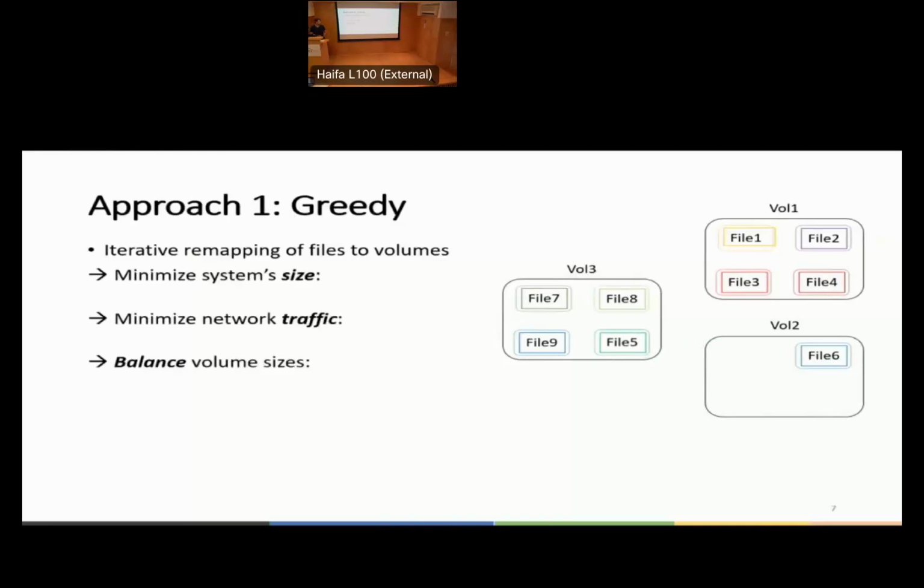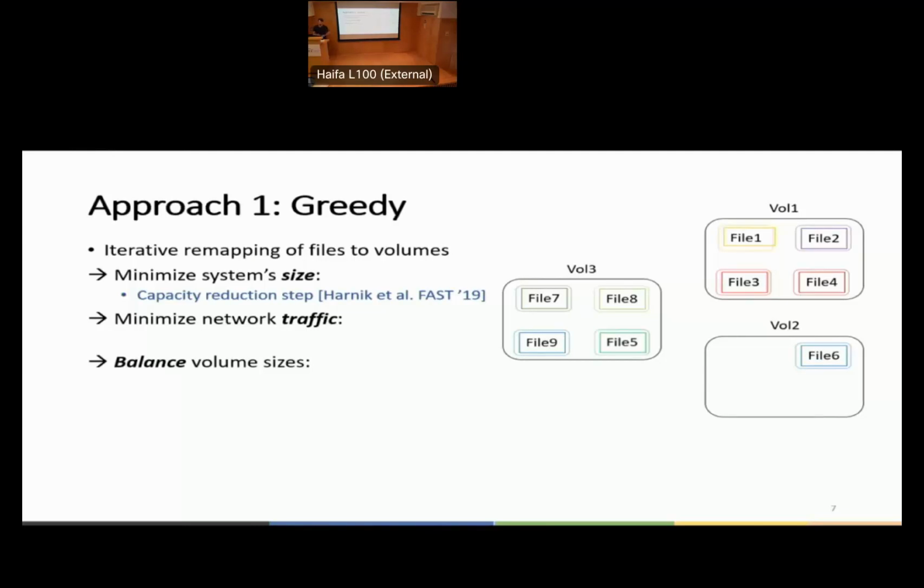The first one is to minimize the system size. This is done by a capacity reduction step, and this is not something new. It was shown in FAST19. Basically, it takes a file to remap between 2 different volumes that will reduce the system size by the most.